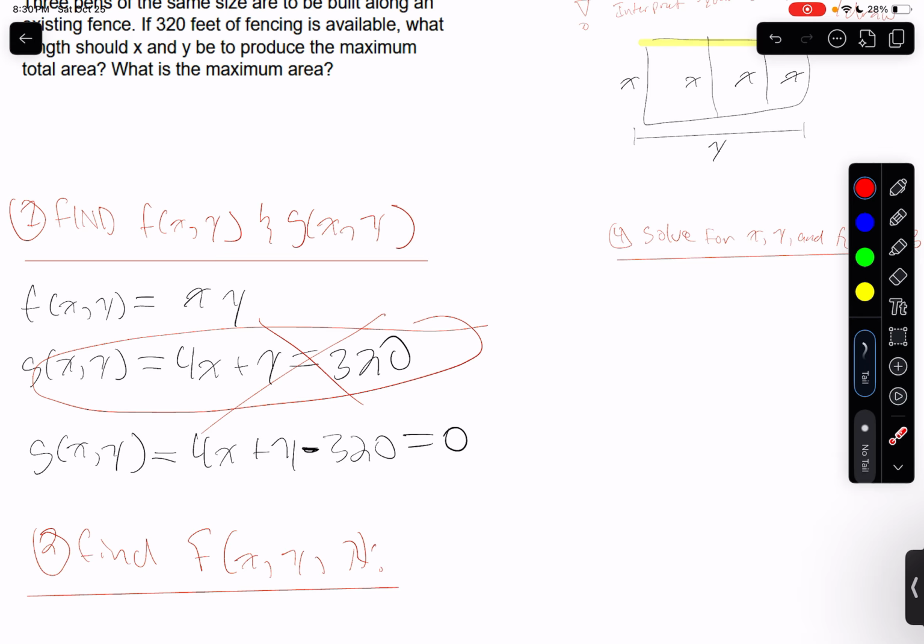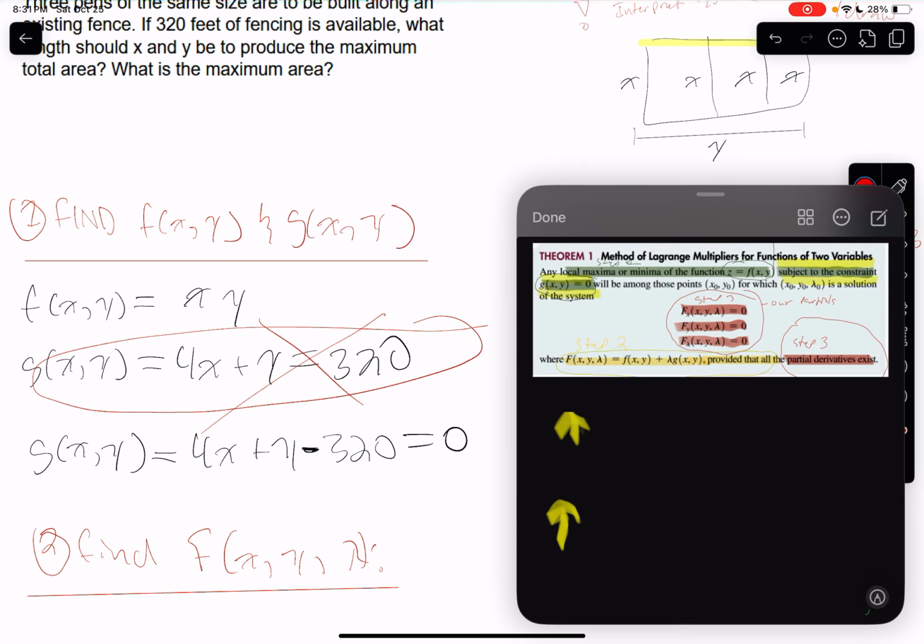All right, so our second step, it's a process called finding a capital F(x, y, lambda). And this is called creating an equation with the Lagrange multiplier formula. Okay, so the Lagrange multiplier formula is here. I don't know if you can see it in step 2, where capital F(x, y, lambda) equals f(x,y) plus lambda g(x,y). Okay, and we're going to go ahead and do that here.